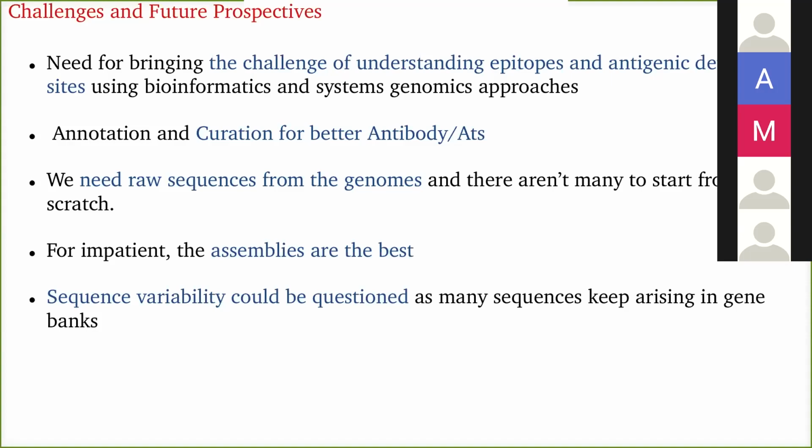And of course, annotation and curation of better antibody targets or aptamers. We need more raw sequences. The current 685 sequences from Indian genomes is not enough. This is a mild strain. It's evolving really rapidly. We need at least, I would say, 10,000 sequences from India alone to understand how this particular virus behaves. So we need a better understanding. That's where the sequence variability could be questioned.